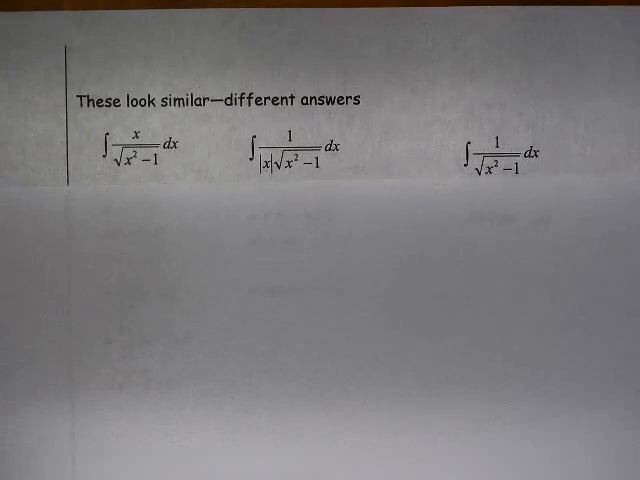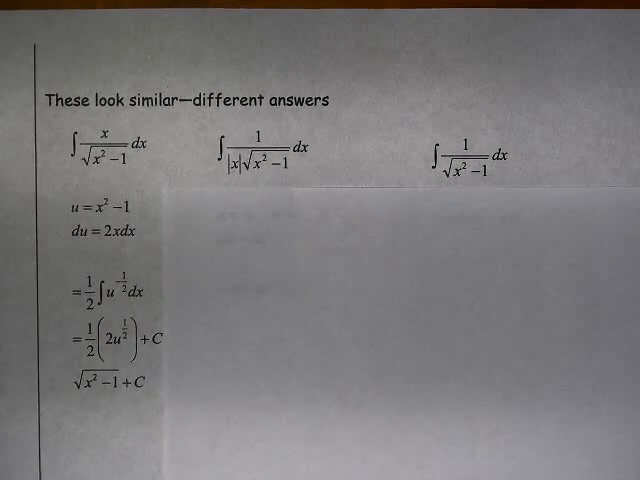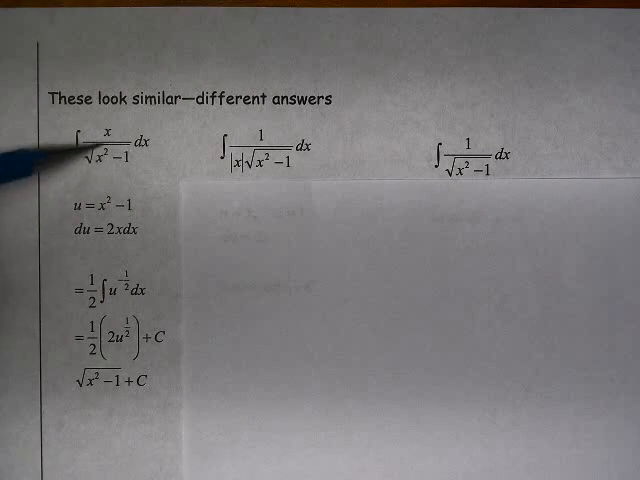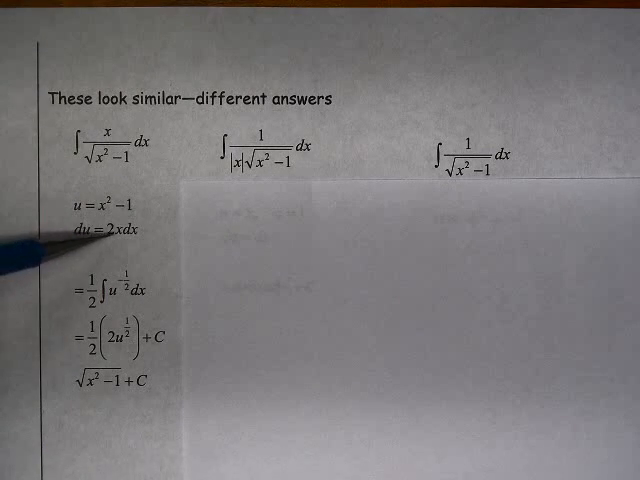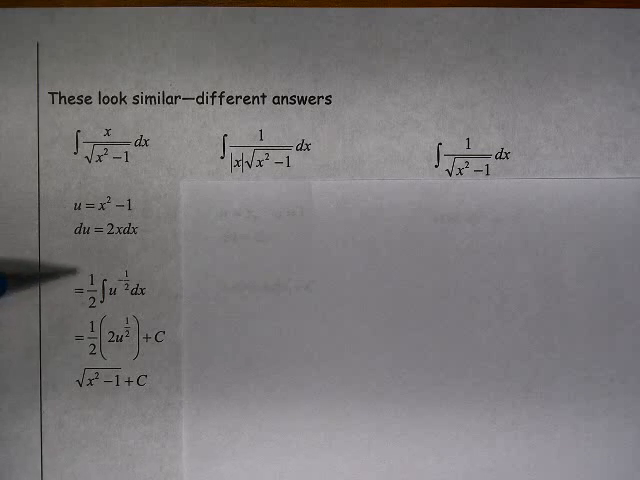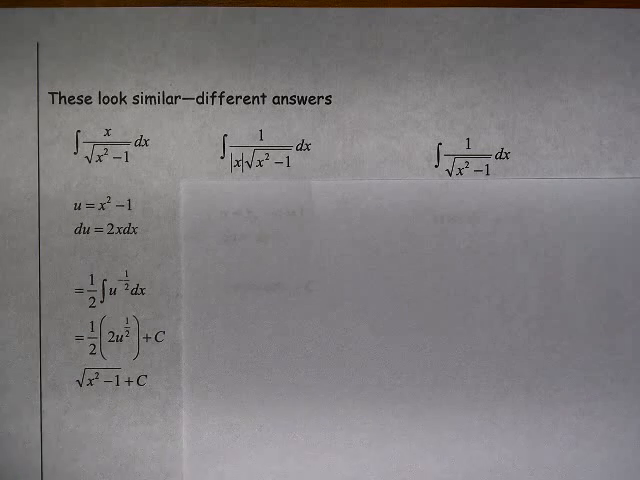If I start from left to right, the one on the left is a u substitution problem. So I let u equal this thing inside the square root. The du is 2x dx. It's a pretty straightforward u substitution problem. And then I get a power of u, and I integrate that. So I do it that way.